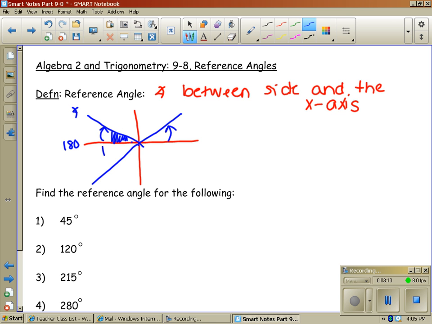Third quadrant. Here's your angle here all the way around. To find this one, you're going to take the angle and subtract it from 180. And in the fourth quadrant. So you're always measuring the angle from the x-axis to the terminal side. X-axis to the terminal side. So let's find reference angles.